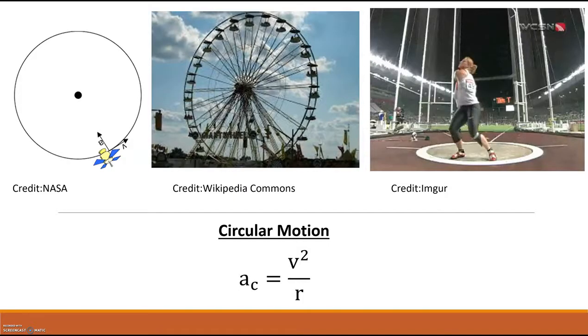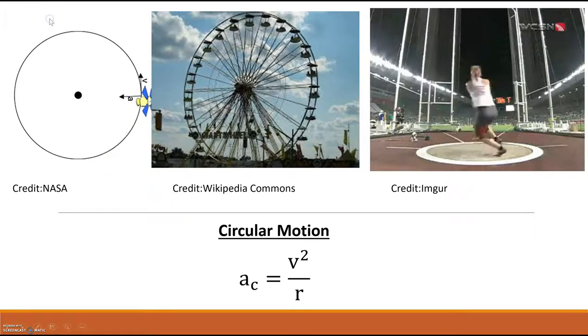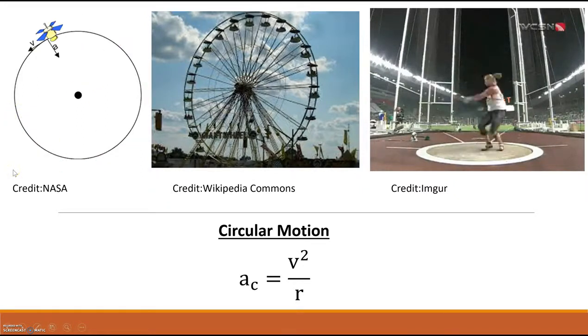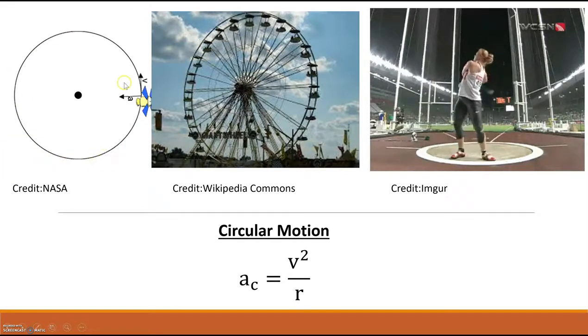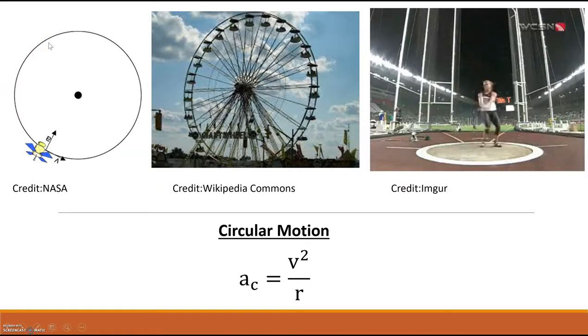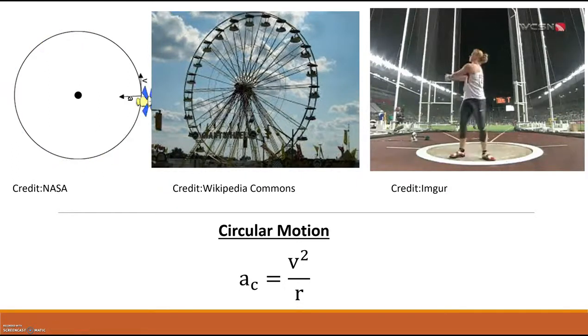The other type of motion that we're going to be looking at, and forces that we're going to be looking at, is the concepts around circular motion. So with circular motion, the acceleration is always pointing towards the center of the circular motion. The velocity is always going to be tangent to the direction of the acceleration, which is pointing inwards.